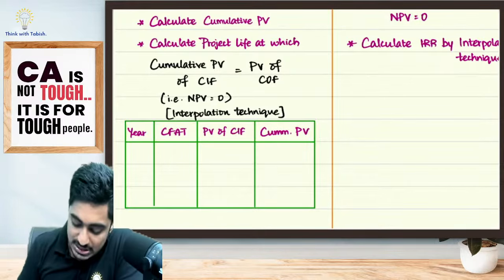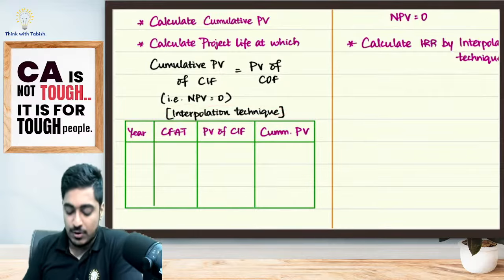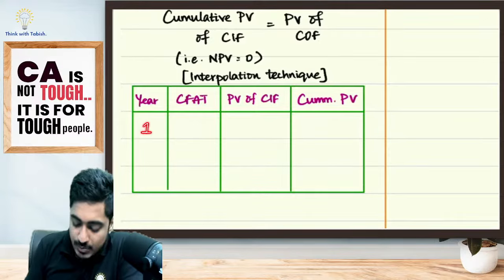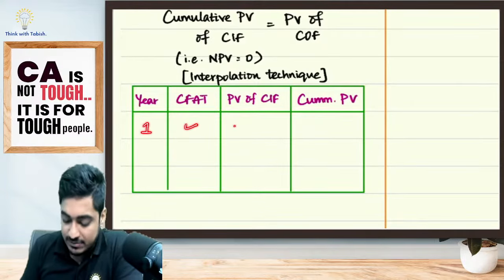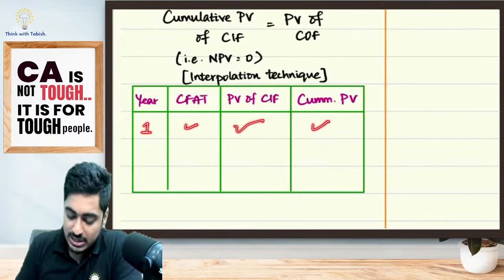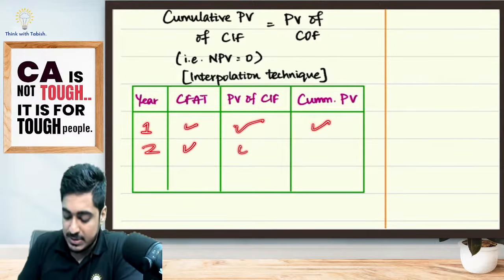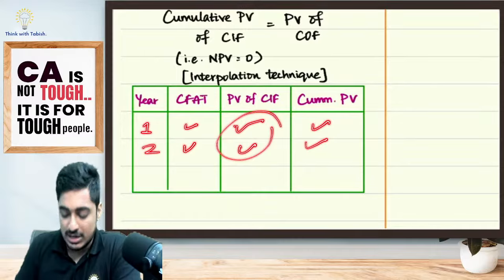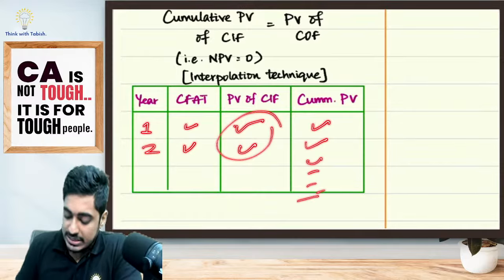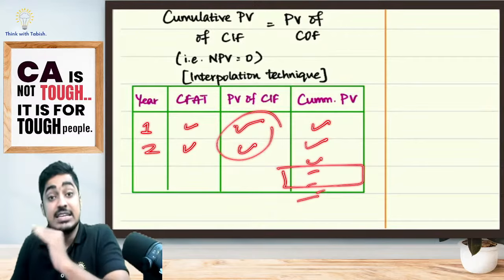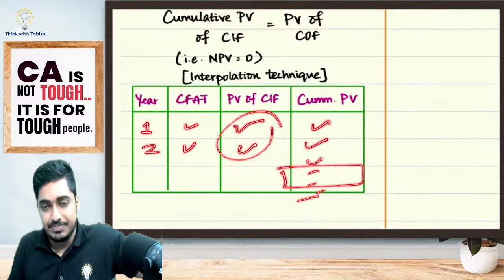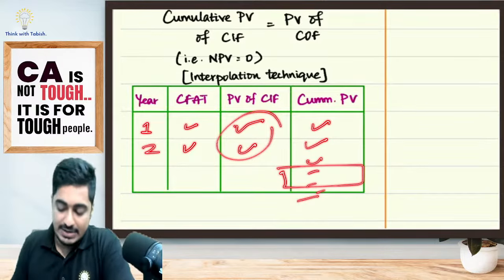How will I get it? Using interpolation technique. Simple, this format I will be following. First year, how much cash flow did I get? Yes, present value factor, I will get the present value, cumulative value. Second year, cash flow, present value. First and second year, cumulative value, I will keep on doing. Now, wherever it is reaching close to my amount invested, interpolation technique I will follow, I will calculate the value.